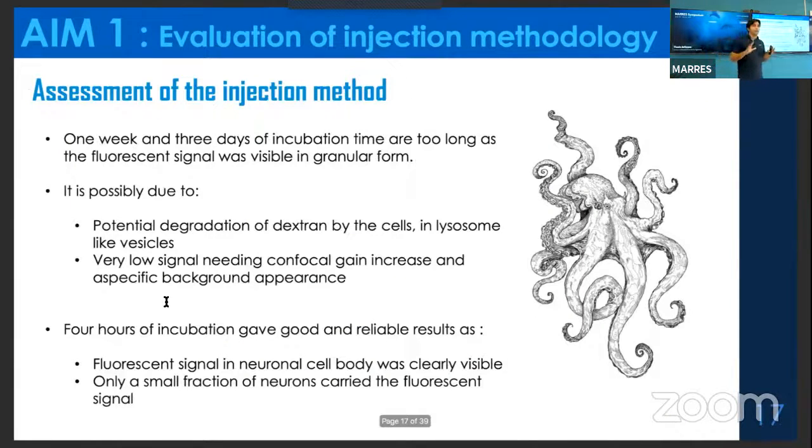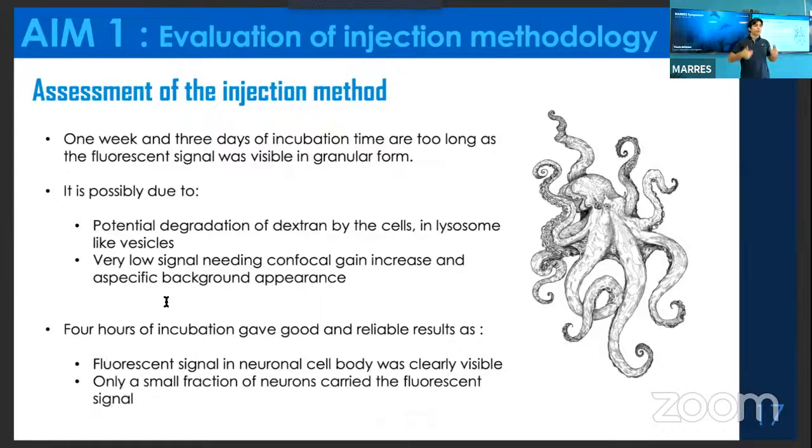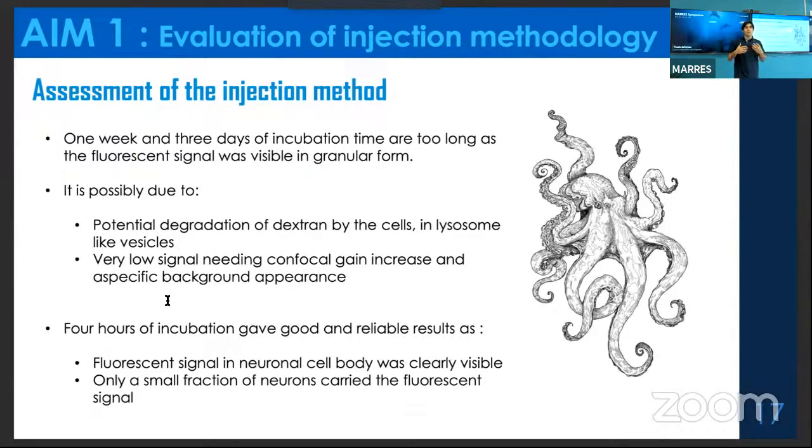So to conclude on those images and on the injection method, the 1 week and 3 days of incubation are too long, as the fluorescent signal was visible in a granular form. That can be due to the potential degradation of the dextran in the cell in lysosome-like vesicles, or because of the very low signal. We had a very low signal coming from the sample, so we had to increase the gain of the confocal microscope. That increased a lot the background of the image. So the 4-hour incubation gave good staining and so exploitable images.